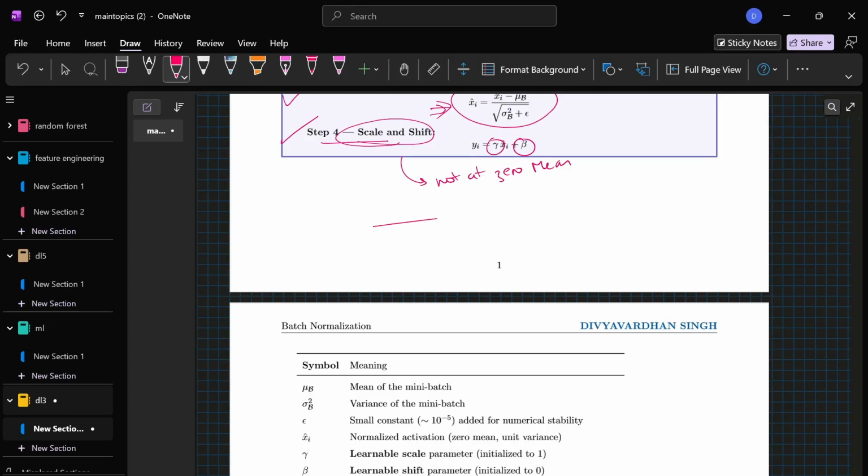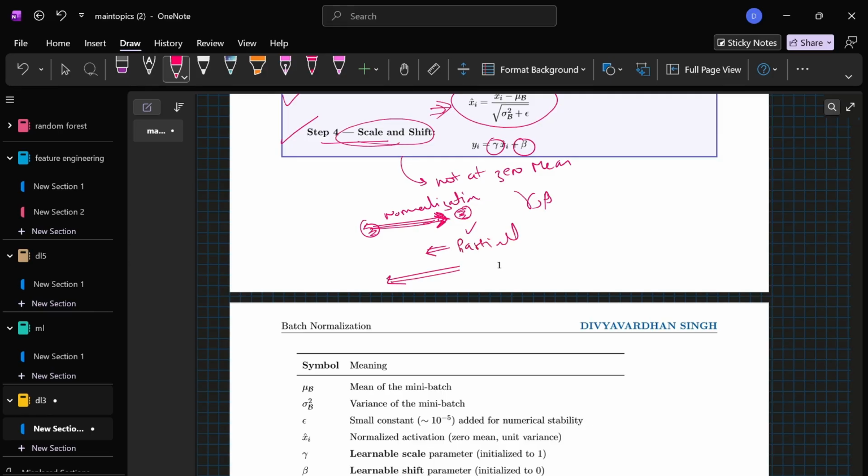Okay, so the key insight is that pure normalization forces every activation to look the same, zero mean, unit variance. But what if the network actually needs a different distribution, sometimes a more complex representation? In that case, you would have limited power. So gamma and beta are learned during training, just like the weights. The network can decide to keep the normalization, partially undo it, or completely undo it, depending on what helps it learn best.